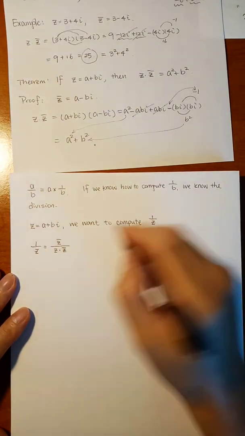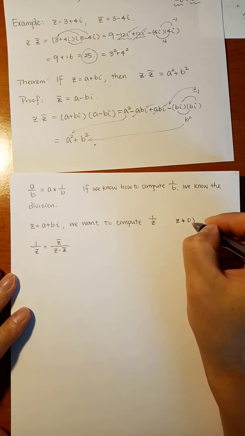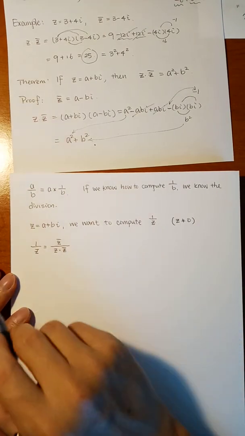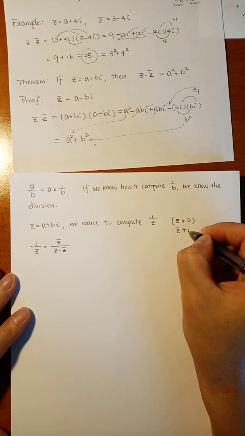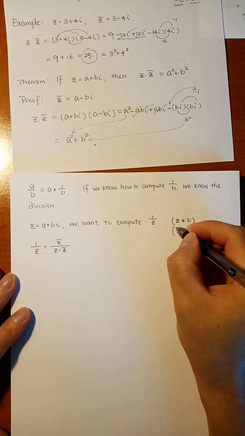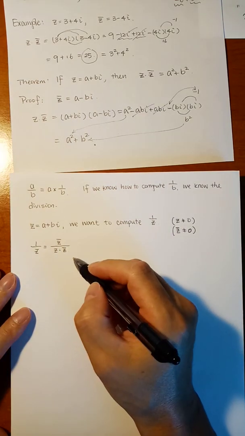If z is not 0, whenever you have a reciprocal, of course z is not equal to 0. For whatever number, 0 cannot be the denominator. So when z is not 0, z bar is not equal to 0. So we can multiply top and bottom by z bar.